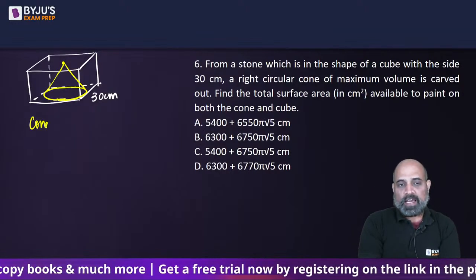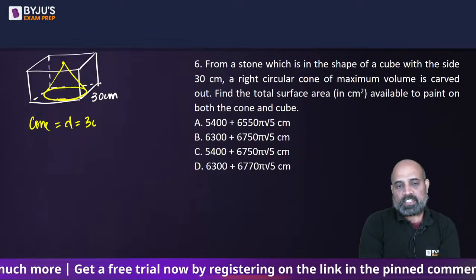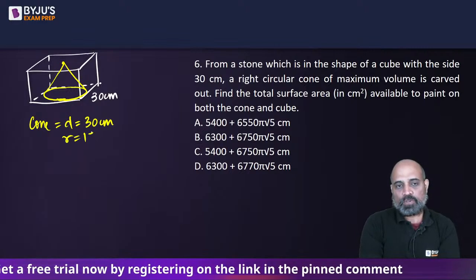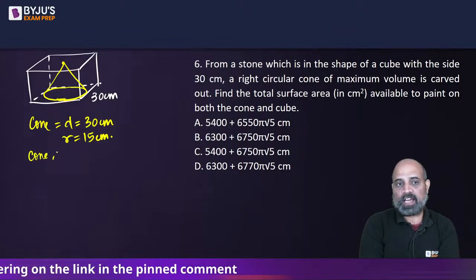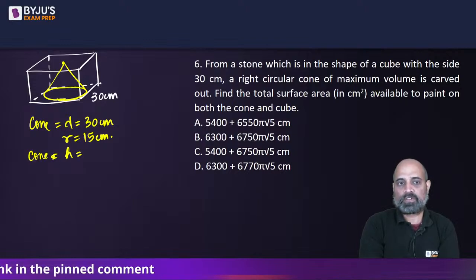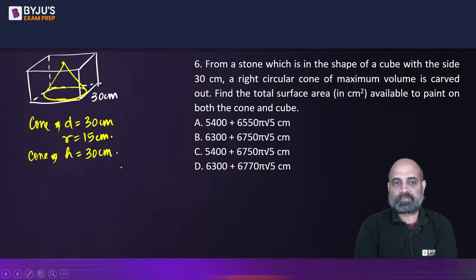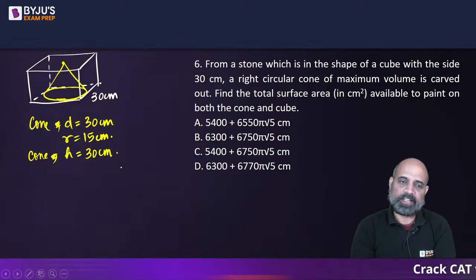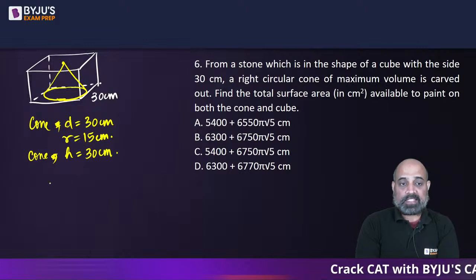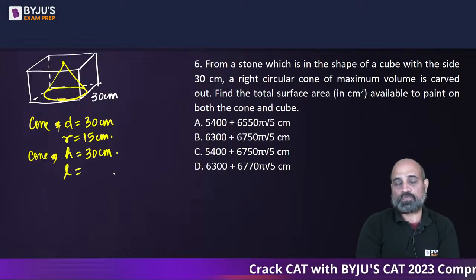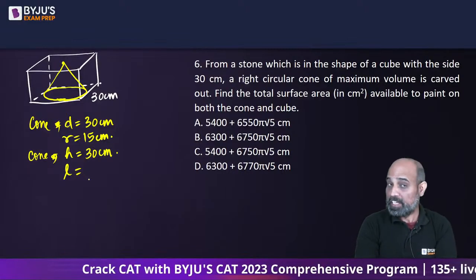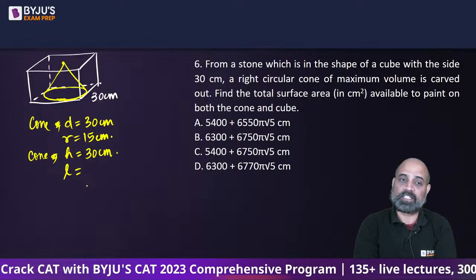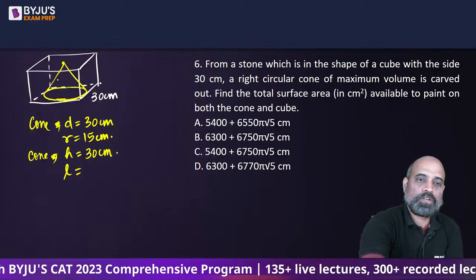The cone will have a diameter of 30 centimeter, which means the radius is going to be 15 centimeter. Since we're talking about volume, the cone will have a height of 30 centimeter, and we don't need anything else, right? Now, the slant height, because we will be dealing with the paint surface, right? That's the total surface area, which will include the curved surface area that includes L.